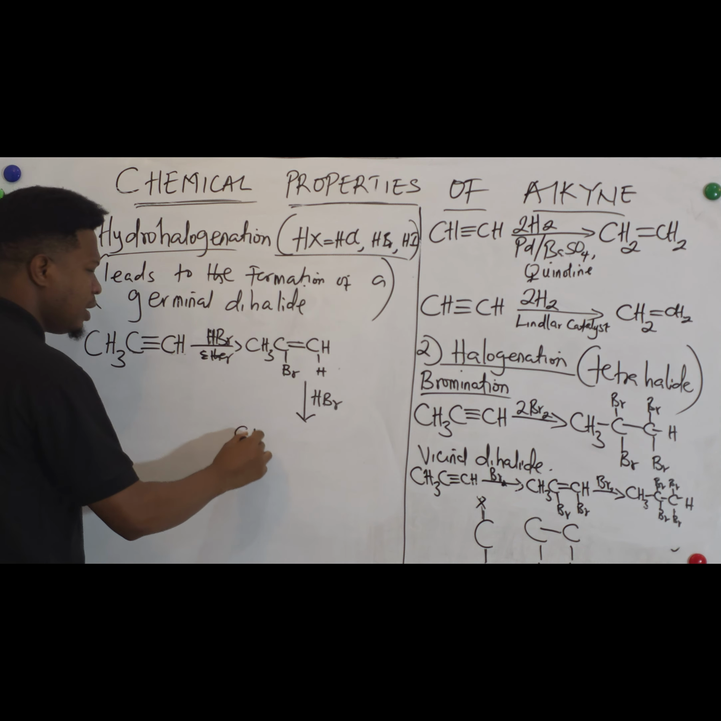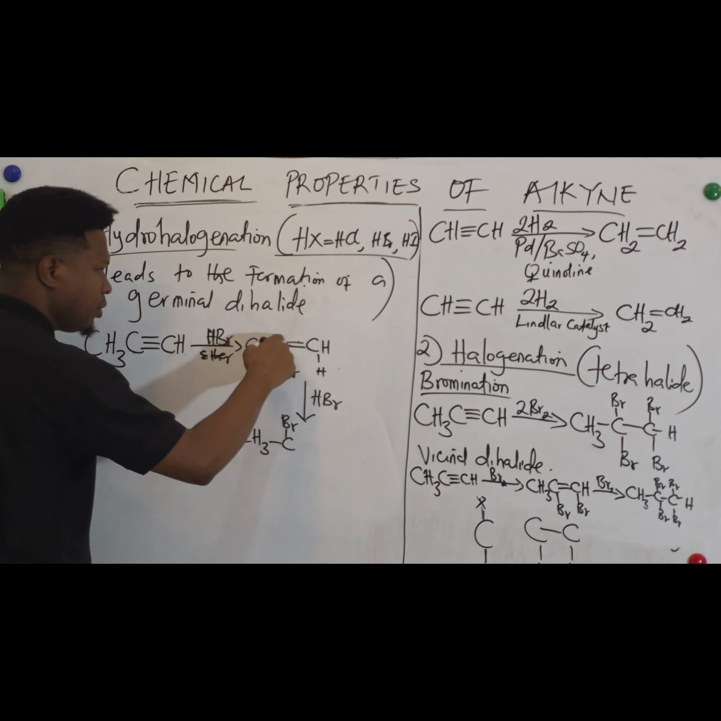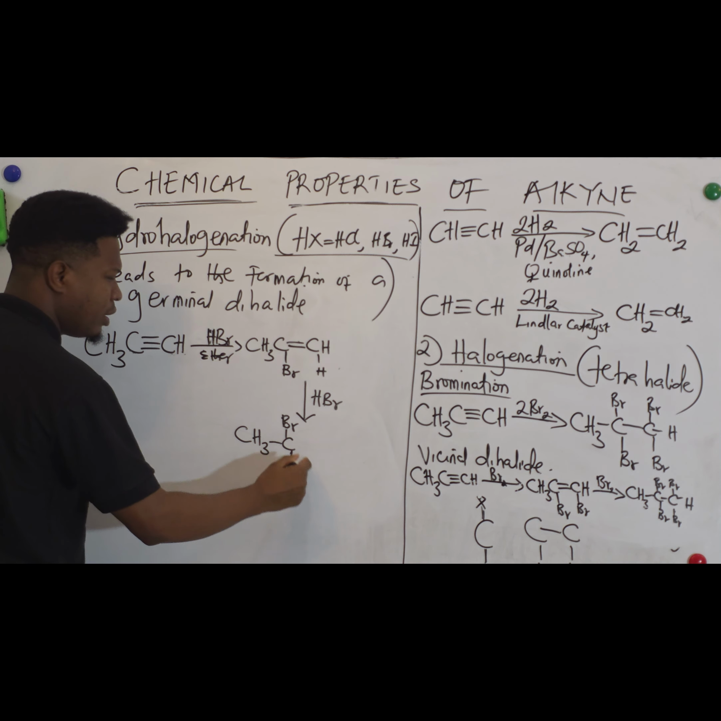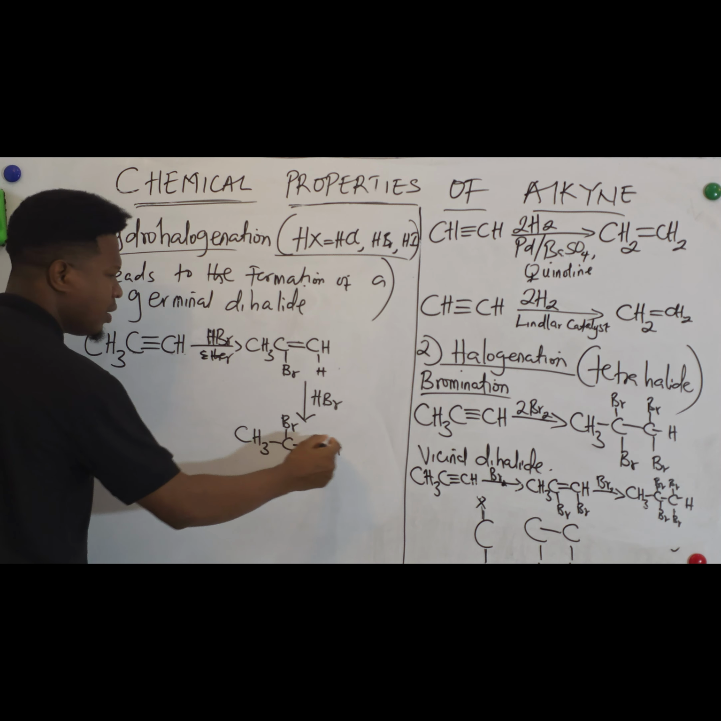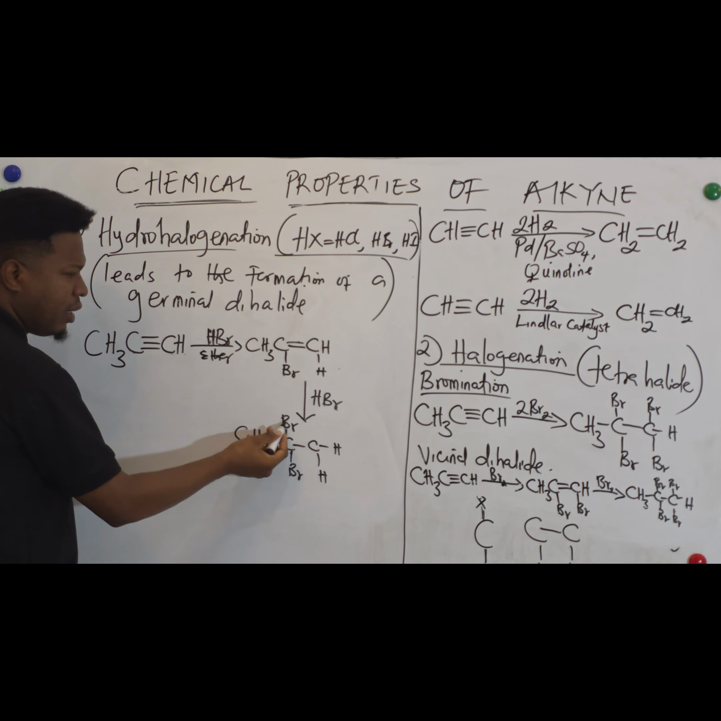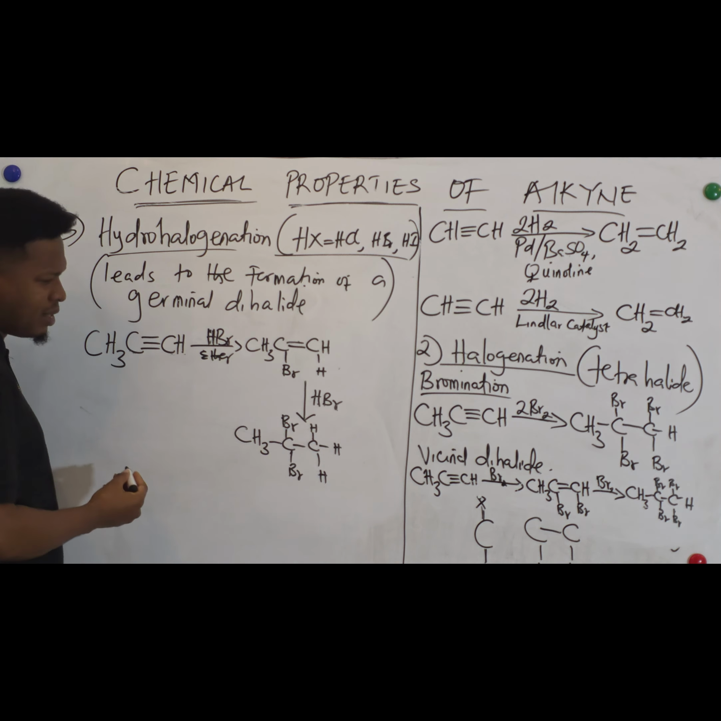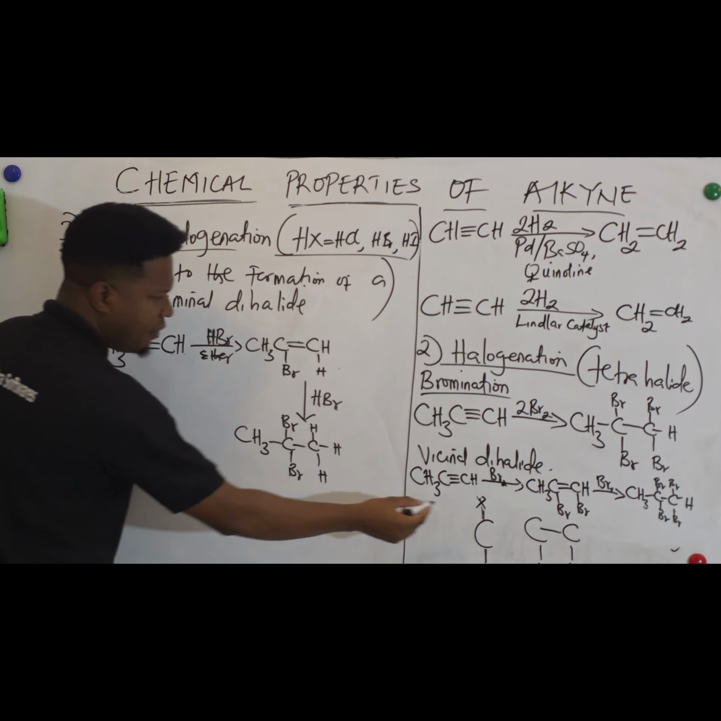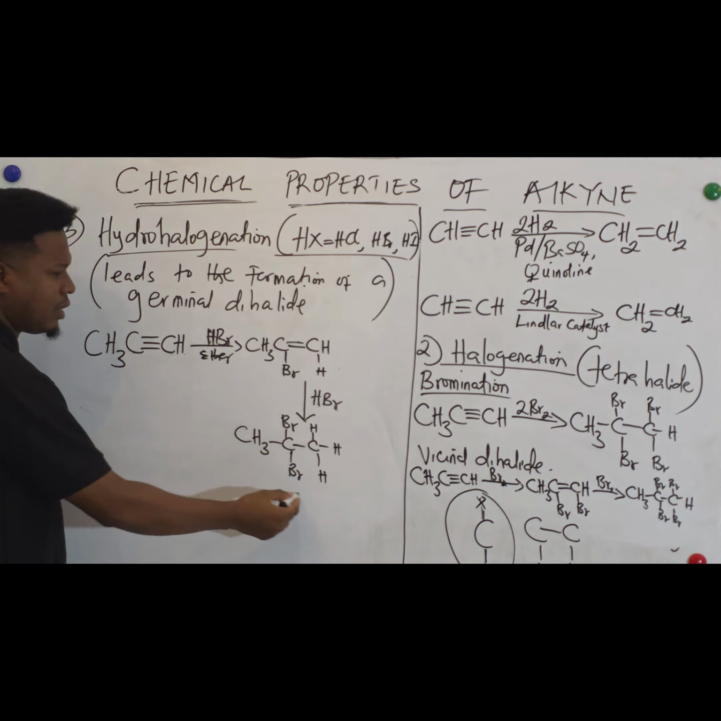So have CH3, C, Br. Remember there is a Br here already. So let me just repeat the one that was here. And this will have this. So we add the second Br here, add the second hydrogen here. So have you now seen that at the end of the day, we are having a geminal dihalide? So this is a geminal dihalide.